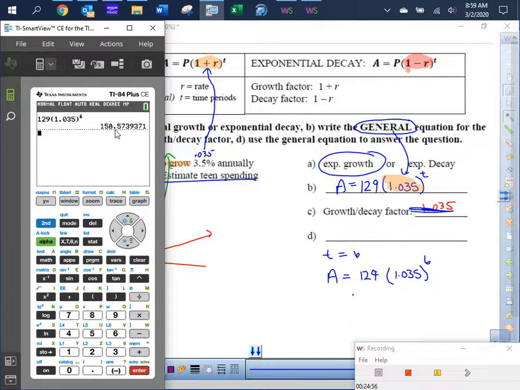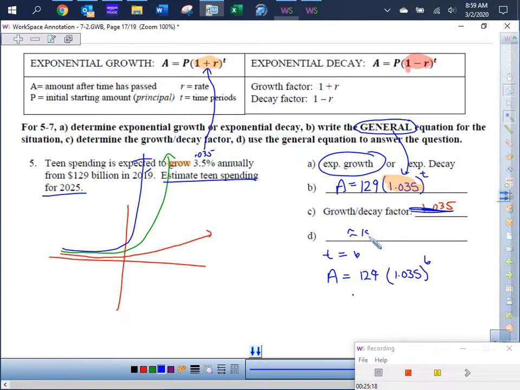So about 158.574. And then what's the label on that? $1 billion. So you put the dollar sign in front and then put the billion at the end.